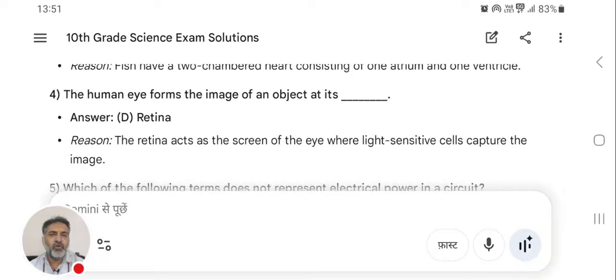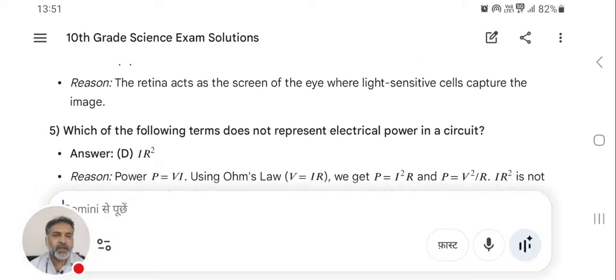Question number 4. The human eye forms the image of an object at its retina, that is the answer. The retina acts as the screen of the eye, where light sensitive cells capture the image.